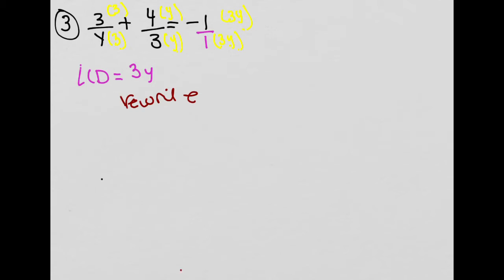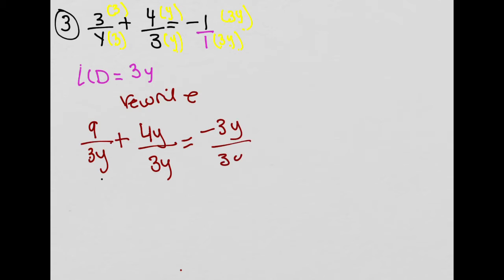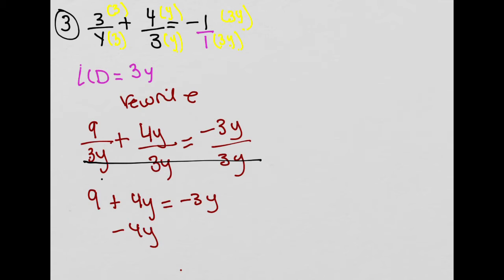So I have 9 over 3y plus 4y over 3y equals negative 3y over 3y. Again, once my denominator is the same, we cancel that. So I have 9 plus 4y equals negative 3y. Need to combine like terms.